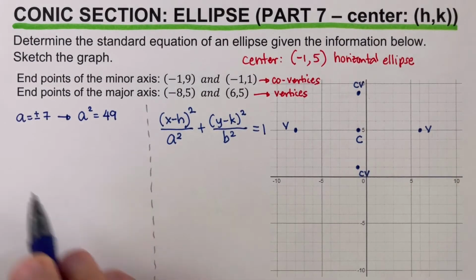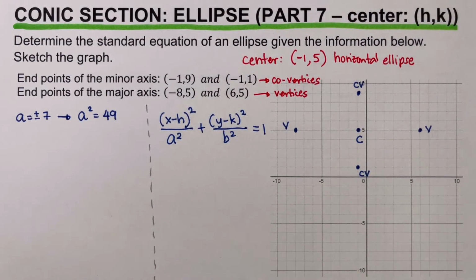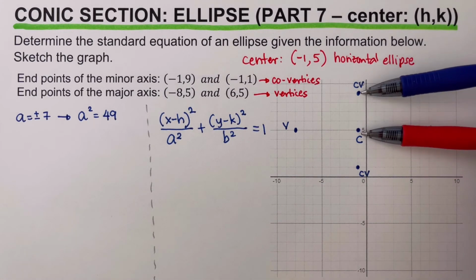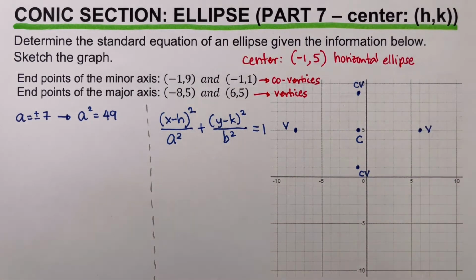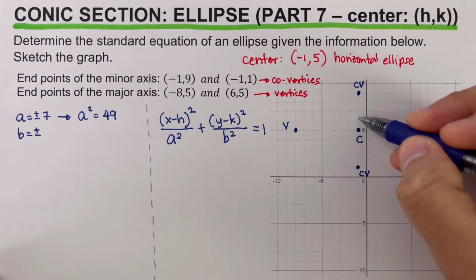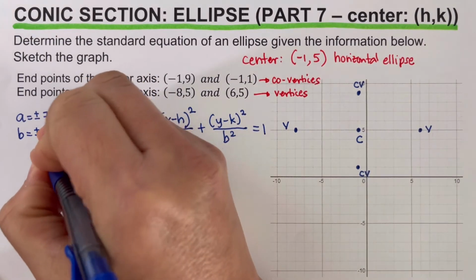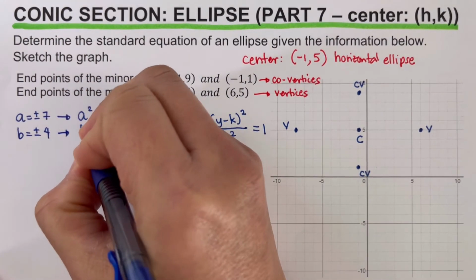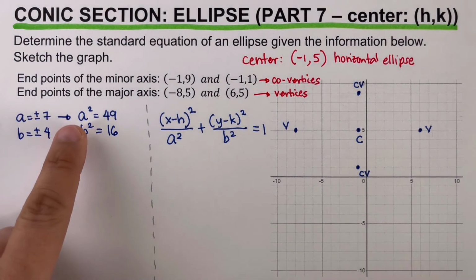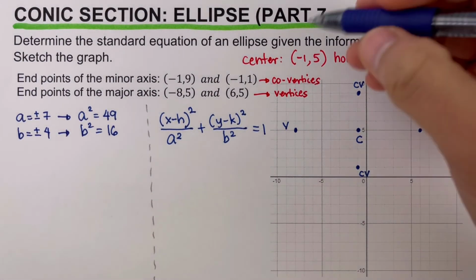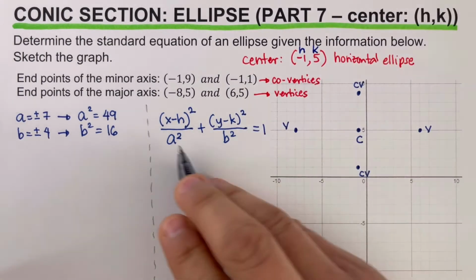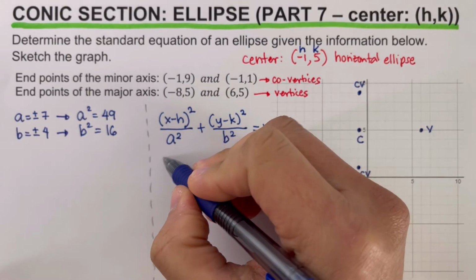And we also have the b value. We remember that the distance from the center to the co-vertex is letter b. And so I go ahead and count it. Our b then is plus or minus 1, 2, 3, 4. And so our b squared is 16. So we're going to use the values for a squared and b squared. Our center is again represented as h, k. We plug it in here so the equation will come out.